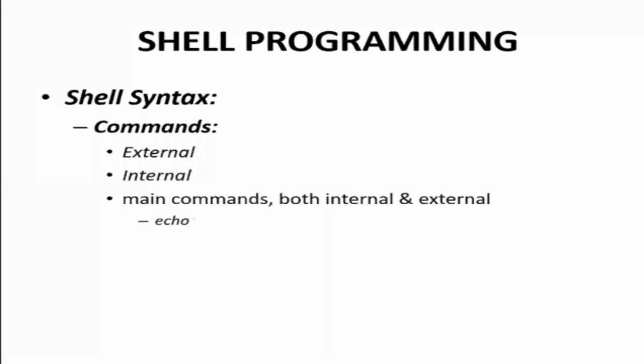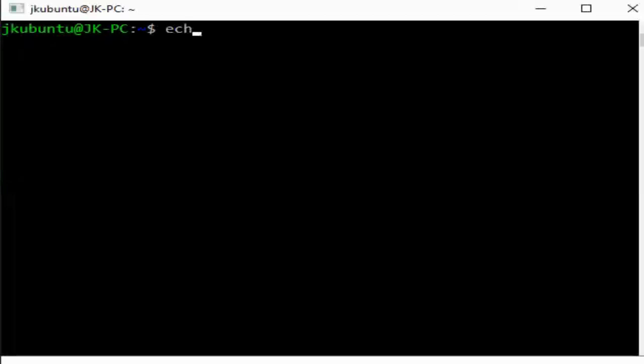Echo. We use the echo command to output a string followed by the new line character. Example, when I type echo and enter some string, and when I press enter, it shows the output in a new line.